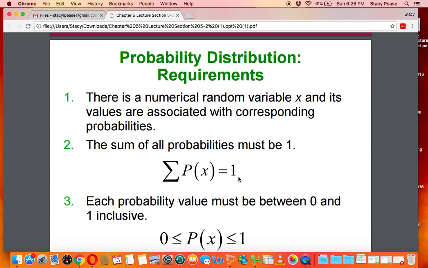And lastly, each probability value must be between 0 and 1. And that should make sense to us from what we've talked about in the past. Something with a probability of 0 is impossible. Something with a probability of 1 is certain. And everything else is in between, and it must be a decimal between 0 and 1, because if you add up all the probabilities, they together must add to 1. And these properties allow us to manipulate the equations at times to solve for information that we might need.